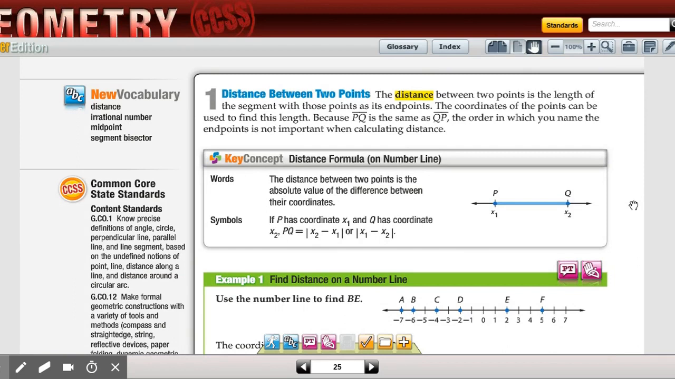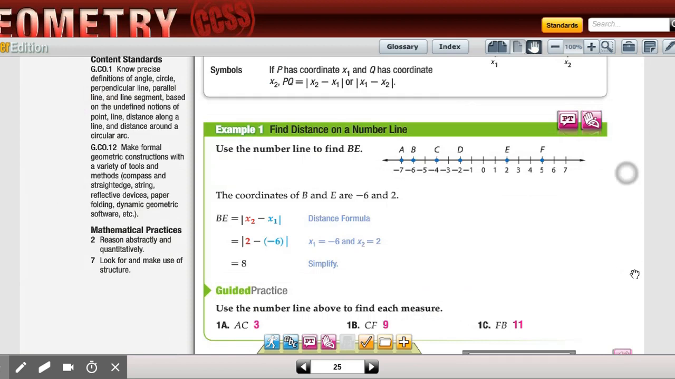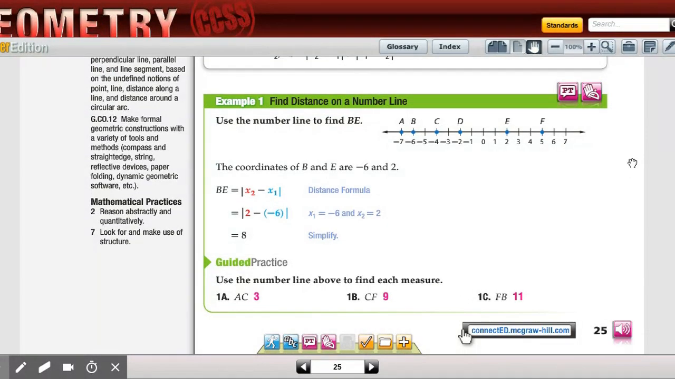And it shows that if you want to know the distance between 2 points, you subtract 1 point from the other and take the absolute value. So in other words, you kind of count between the 2 points and see how far apart they are.